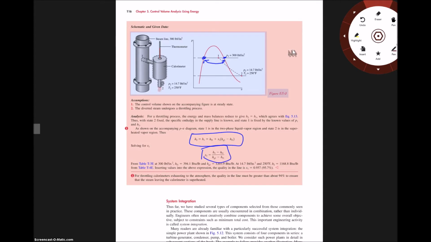So we can easily find the quality of our system. The only thing that we need to do is to look up the values for H2, and we need to find the value for Hg and the value for Hf at point 1.